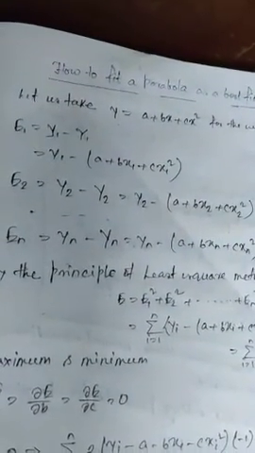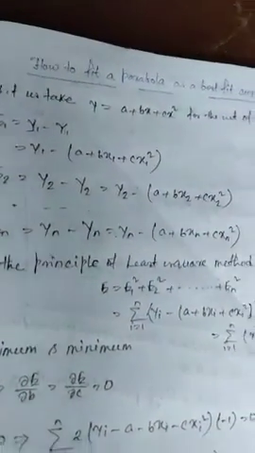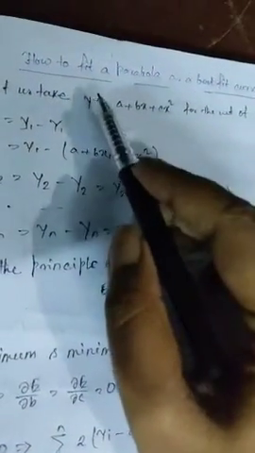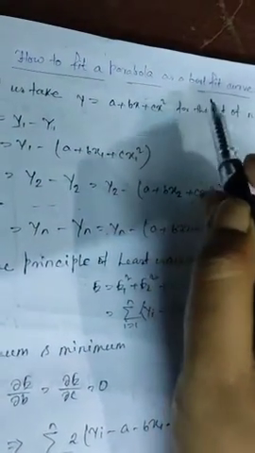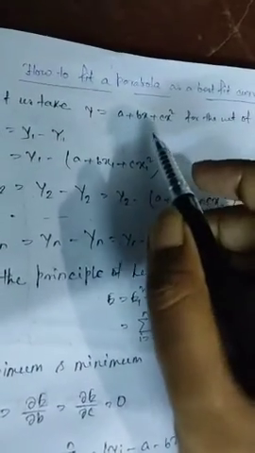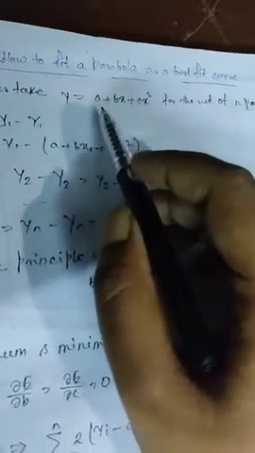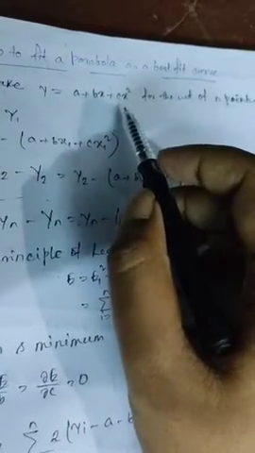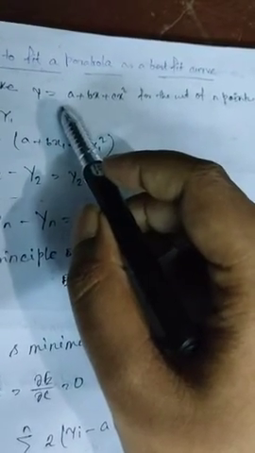So guys, in this video we will discuss how to fit a parabola as a best fit curve. For fitting a parabola as a best fit curve, we take y equal to a plus bx plus cx square, which is the general equation of a parabola, for the set of endpoints.